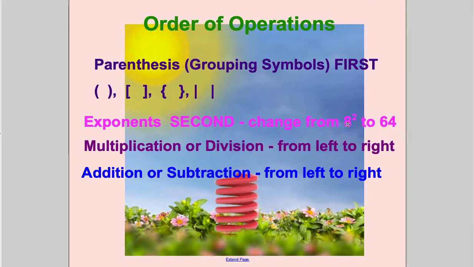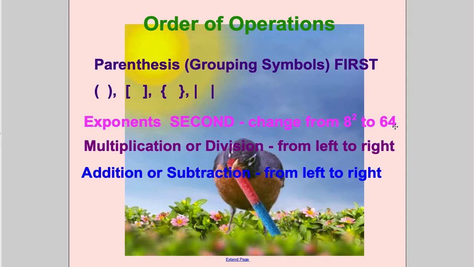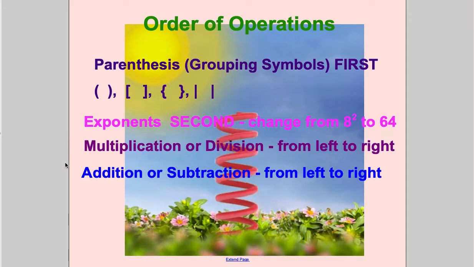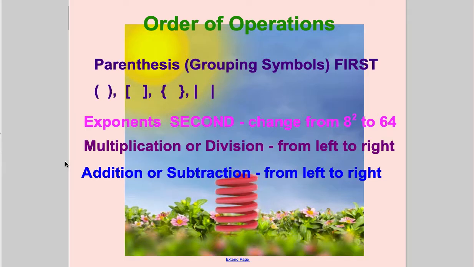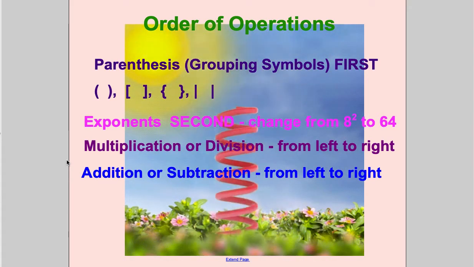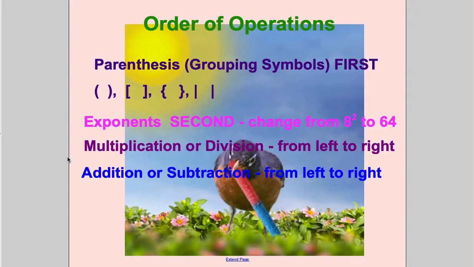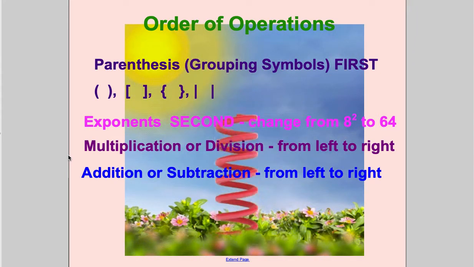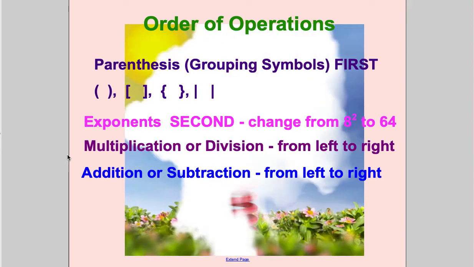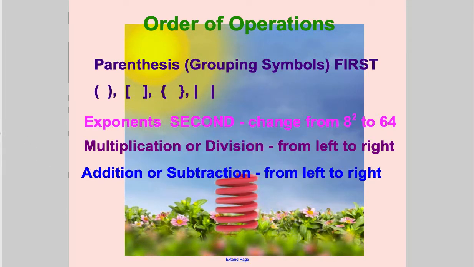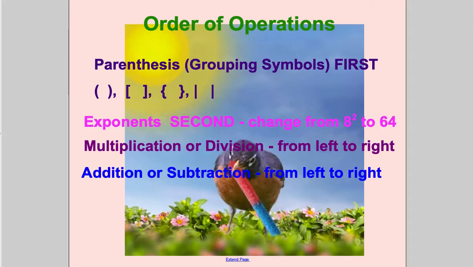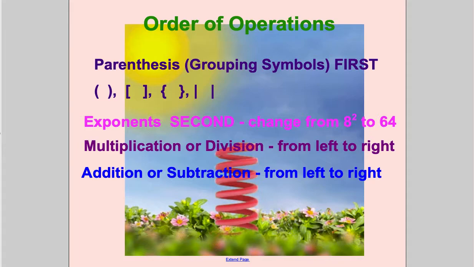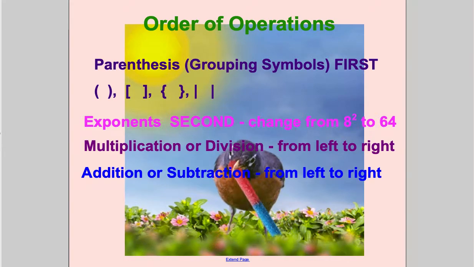So here, if the exponent was 8 to the 2nd power, you would change that to 64 because 8 times 8 is 64. Then you would go back to the beginning of the problem and you would do the multiplication or division, whichever comes first from left to right. And lastly, you would end with adding and subtracting from left to right. Each time you simplify an expression, you should rewrite it. It just makes it easier to keep track, and you will also know that you've completed a step. So when you're doing the order of operations, be sure to rewrite each time.